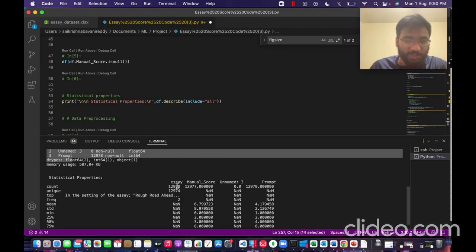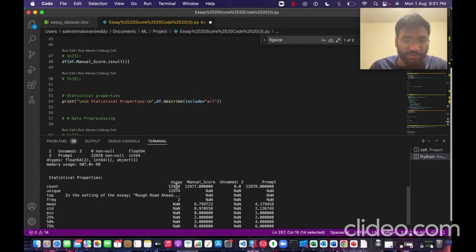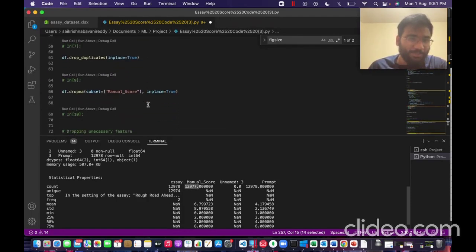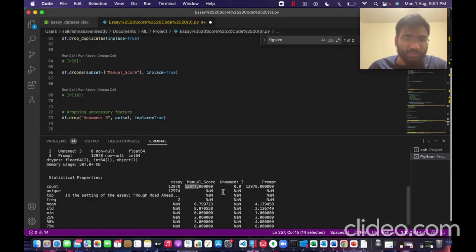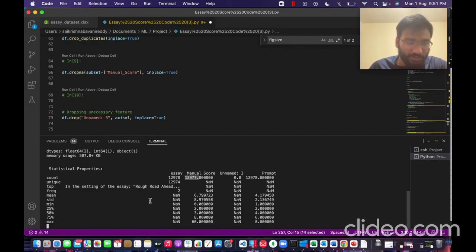Here it showed the essay count and the manual score count. The essay count is 12978 and the manual count is 12977. That means one essay is not scored, the box is empty, so that's why it did not count. I have removed all such empty data. The maximum score given for an essay is 60, and the minimum score given is 0 in this data set.